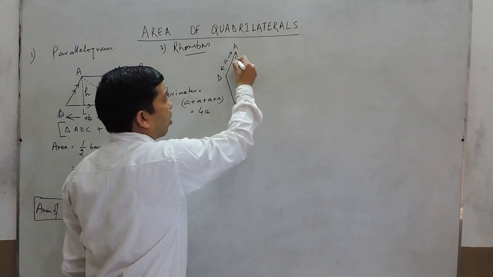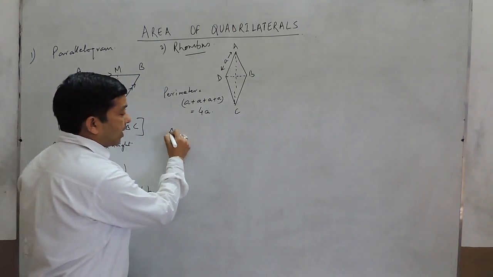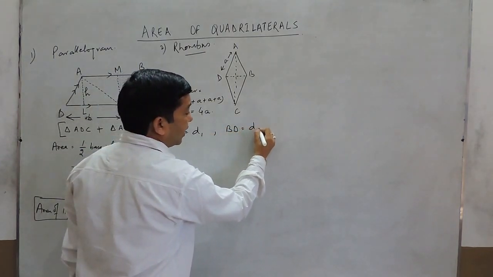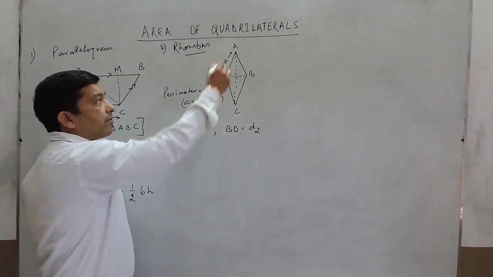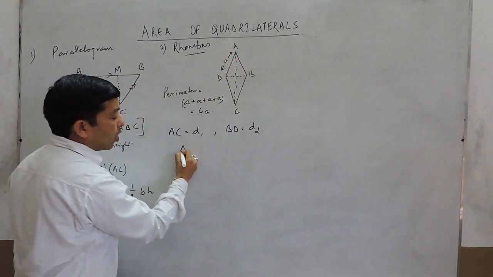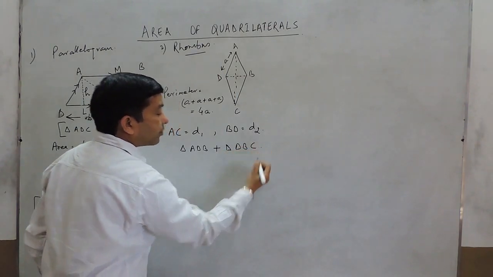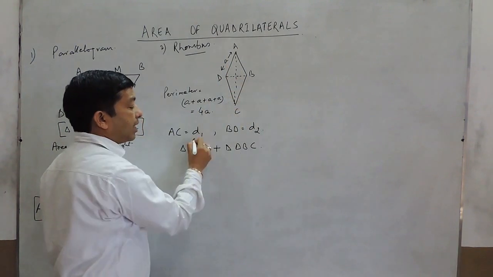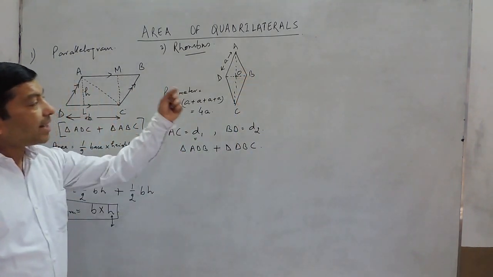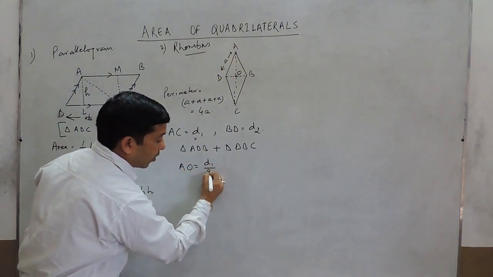But when we talk about the area of this rhombus, first of all, we have to draw the two diagonals. One diagonal is AC, length D1. Another diagonal is BD and the length is D2. As we have drawn two diagonals, we can divide the whole rhombus into two triangles. One is triangle ADB and the other is triangle DBC. The length of AC is D1, so from A to the point O, which is the center point, the length AO is D1 upon 2.